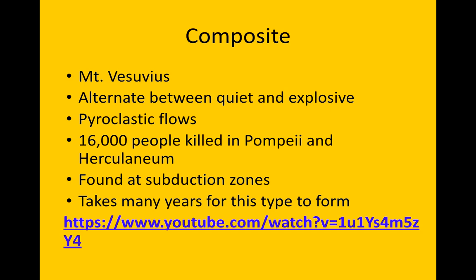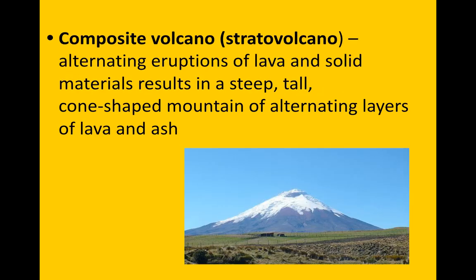Composite volcanoes. These are the most famous volcanoes. You often hear them called stratovolcanoes as well. They alternate between quiet and explosive eruptions. One of the more famous ones is Mount Vesuvius. It killed 16,000 people in Pompeii and Herculaneum. And you can see this is your typical cone-shaped mountain. When the eruptions are bad, they're very, very bad.